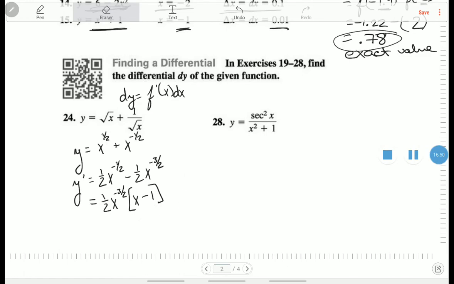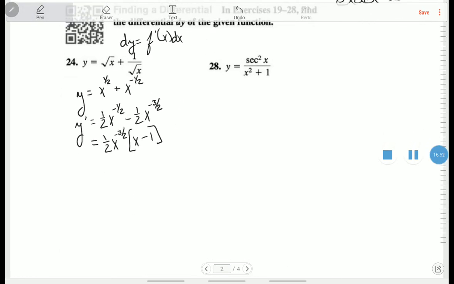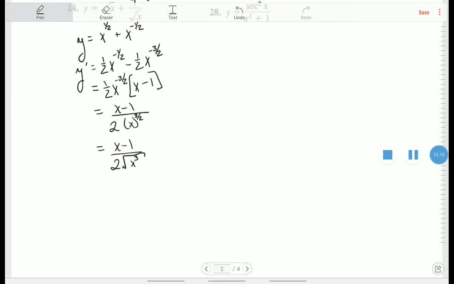Now, let's clean that up just a little bit. So this is going to be x minus 1 in the numerator. Then it's going to be a 2 times x to the 3/2. And that's the same thing as 2 times the square root of x cubed. And if we wanted to, we could simplify that just a little bit more as 2x square root of x.